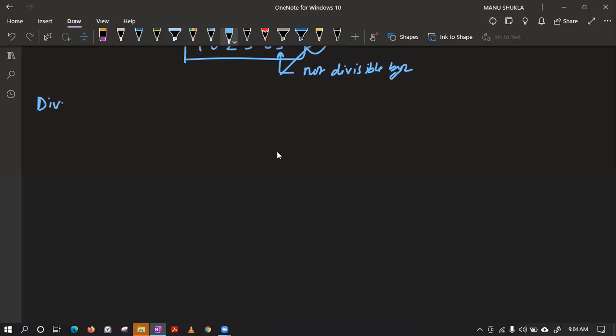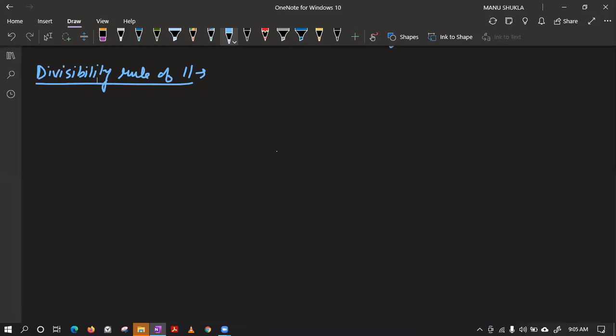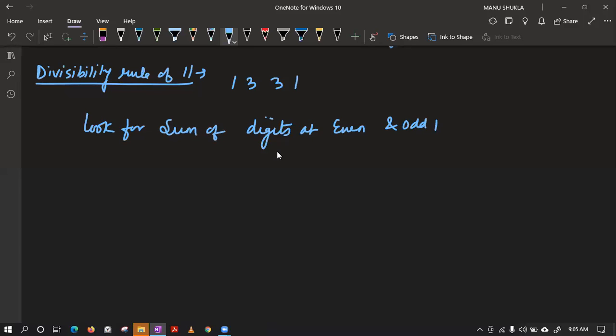Class, anyone who knows the divisibility rule of 11, please tell. We have already discussed this also. Please tell. Suppose you have a number 1331. How will you check whether the number is divisible? Yes, we have to look for the sum of digits at even and odd places.